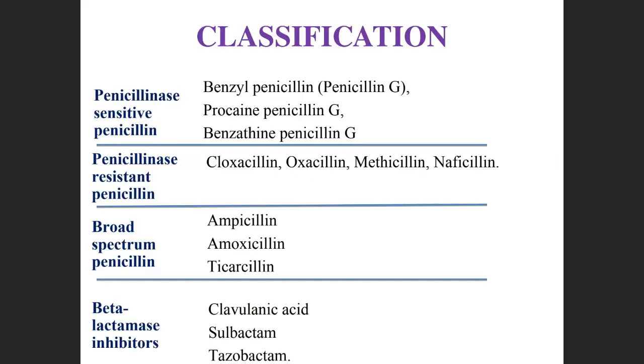So in the classification of the drugs also, we have penicillinase sensitive penicillin. That means these drugs are sensitive to the penicillinase enzyme. Penicillinase resistant penicillin, that means these drugs are resistant to penicillinase enzyme. Broad spectrum penicillin, that means they are broad spectrum, however they are sensitive to the penicillinase enzyme. The last category of drugs are beta-lactamase inhibitors. That means these drugs inhibit the beta-lactamase enzyme. So these drugs can be combined with the other category of medications in order to protect them from getting inactivated by the beta-lactamase enzyme. That is why they are known as beta-lactamase inhibitors.